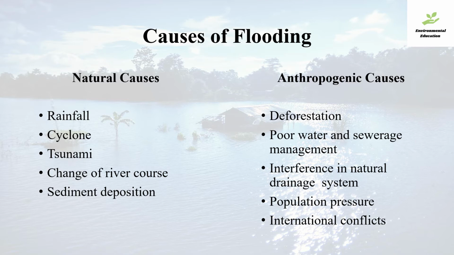Sediment deposition by the rivers can also make the water level of rivers rise and cause floods. This usually is a common phenomenon in the lower courses of rivers where the sediment load is high. Thus, the eastern coast of India is more prone to flooding as many rivers drain onto the Bay of Bengal in the east coast. The anthropogenic or human-made causes are also quite responsible for flooding.